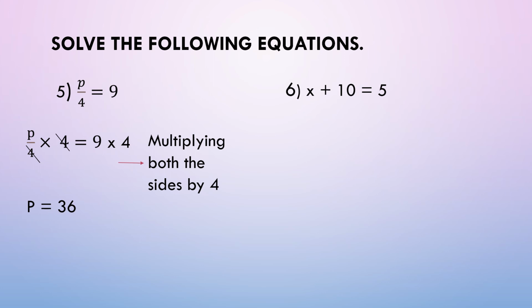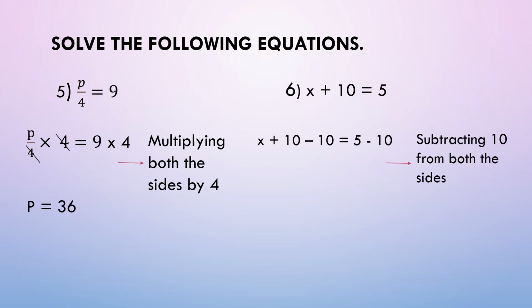Sixth one, x plus 10 is equal to 5. Now here you have to find the value of x and you have to remove this plus 10. So to remove this plus 10, what you are doing? You are subtracting 10 on both the sides. Okay, so which property you are using here? Subtraction property. So x plus 10 minus 10 is equal to 5 minus 10. So both the sides what you are doing? Subtracting 10. So plus 10 and minus 10 becomes 0. So x plus 0 is equal to what?